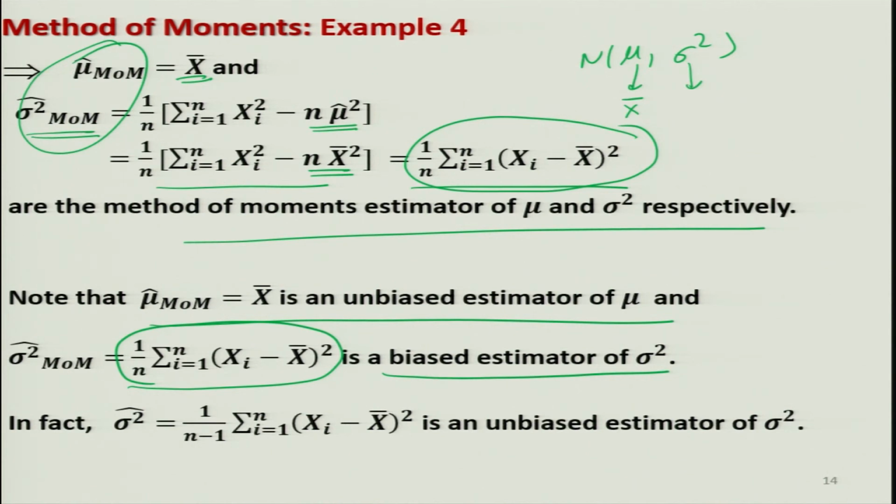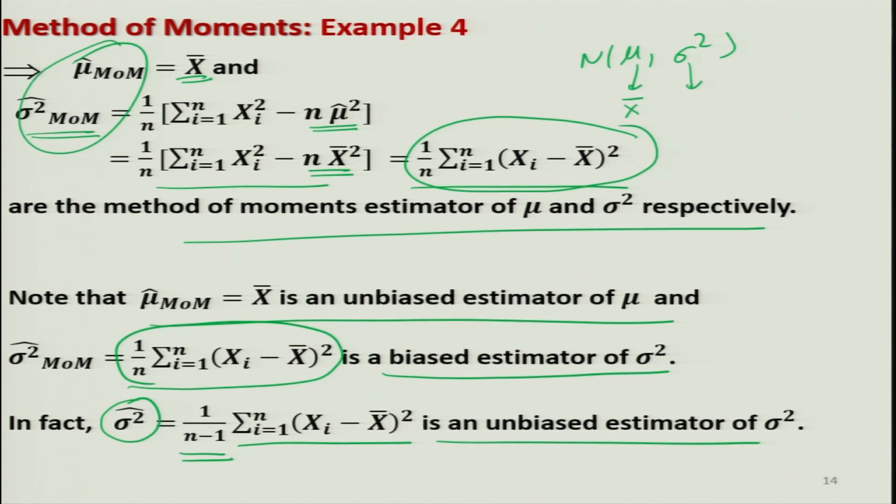In fact, if you make a small modification, then this sigma square hat can be converted into an unbiased estimator. What is that modification? Just take n minus 1 in the denominator. So, if you take another estimator of sigma square, 1 upon n minus 1 summation i goes from 1 to n, xi minus x bar whole square, then this will become an unbiased estimator of sigma square.